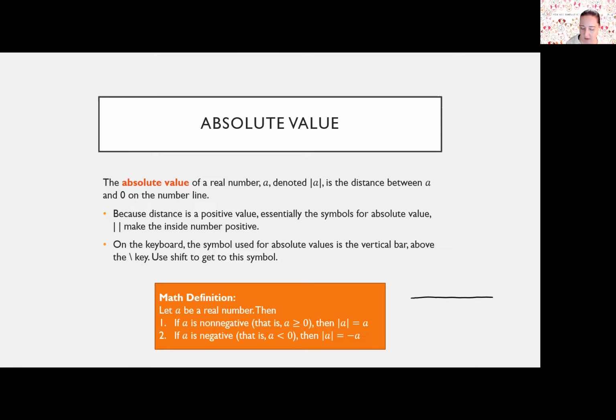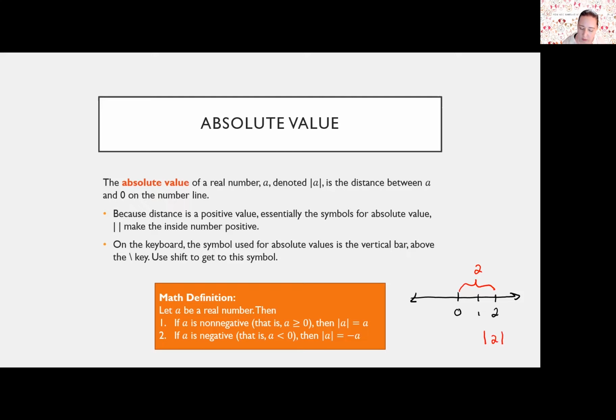So if I've got a number line here, and I have 0, and let's say I am looking for the absolute value of 2. That is how far away from 0 is 2. And that distance is 2. It's 2 away from 0. So it's basically like the number.